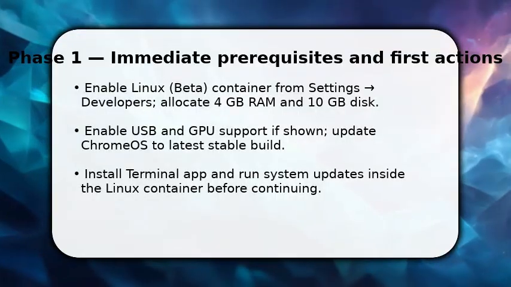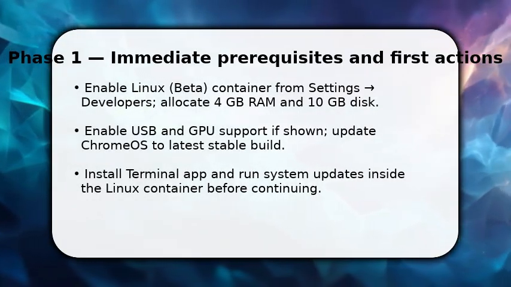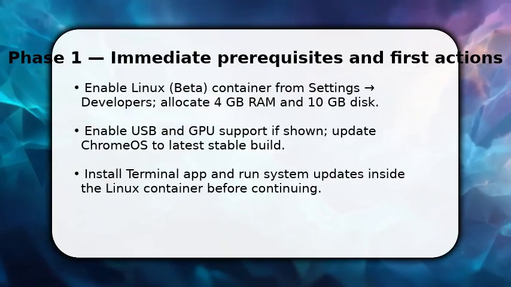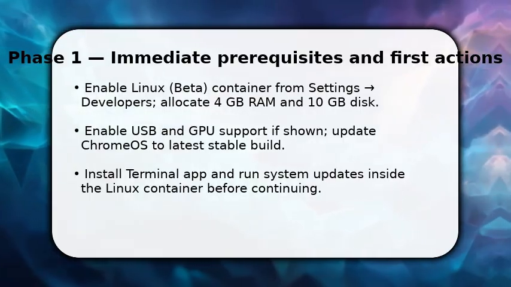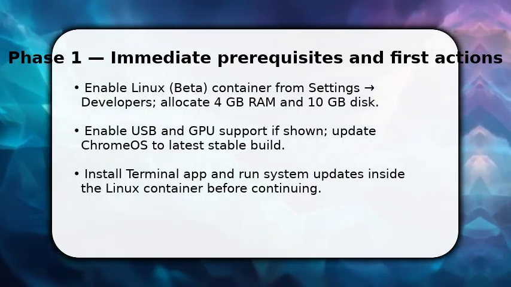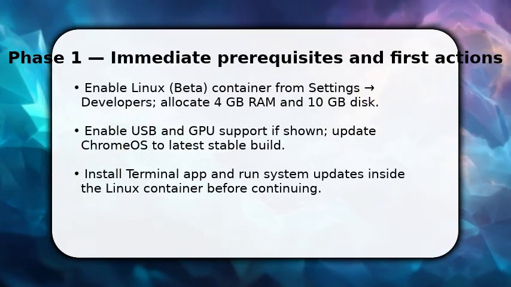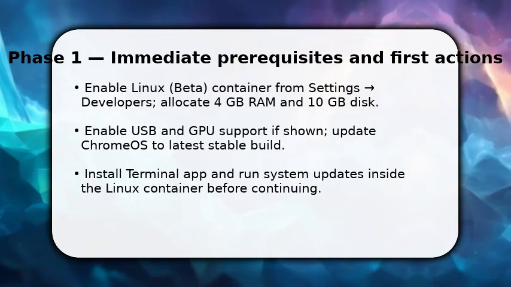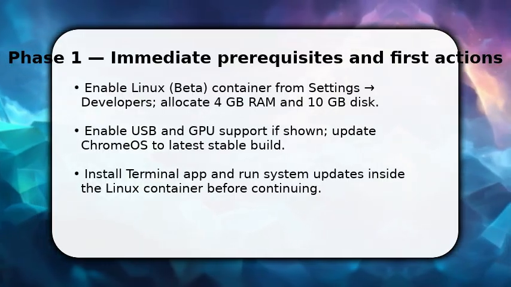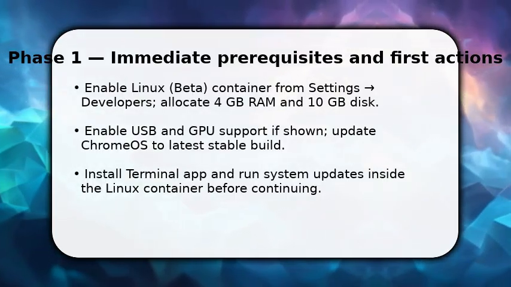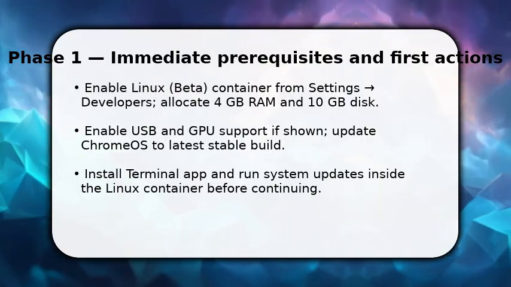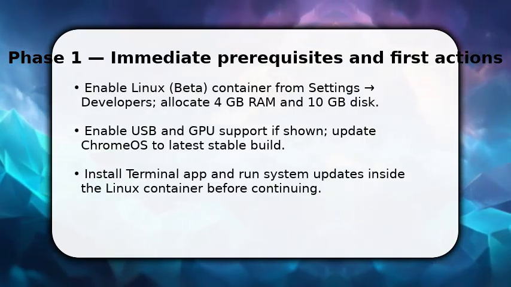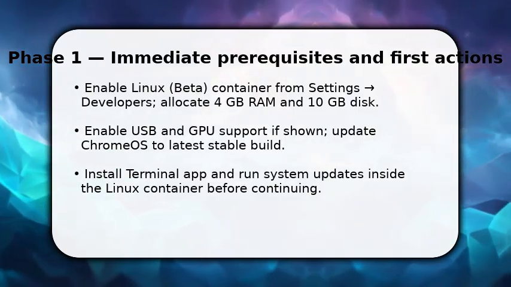You start by preparing ChromeOS Flex so the game can run. Enable Linux Beta in settings and give it at least 4 GB RAM and 10 GB storage because Roblox needs room. Once done, turn on any USB and GPU support options you see. These improve performance. Open the terminal and update the container packages so dependencies install cleanly. This avoids conflicts later. Make sure Chrome OS is fully updated.